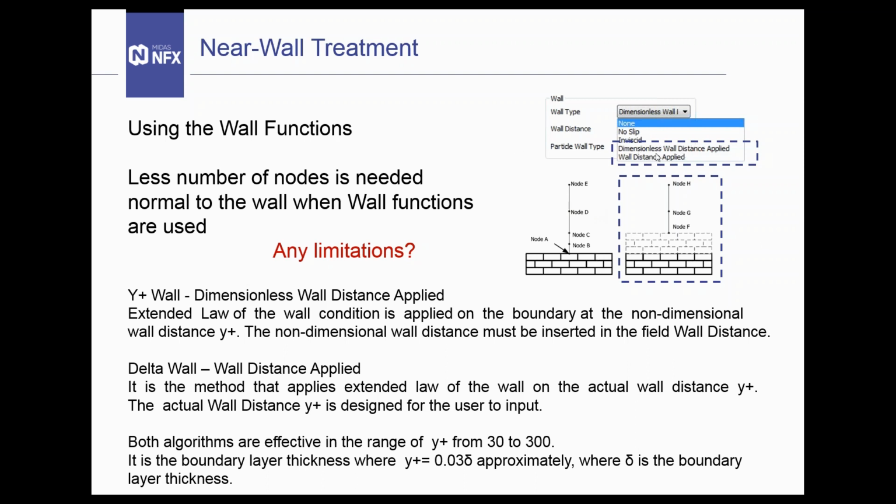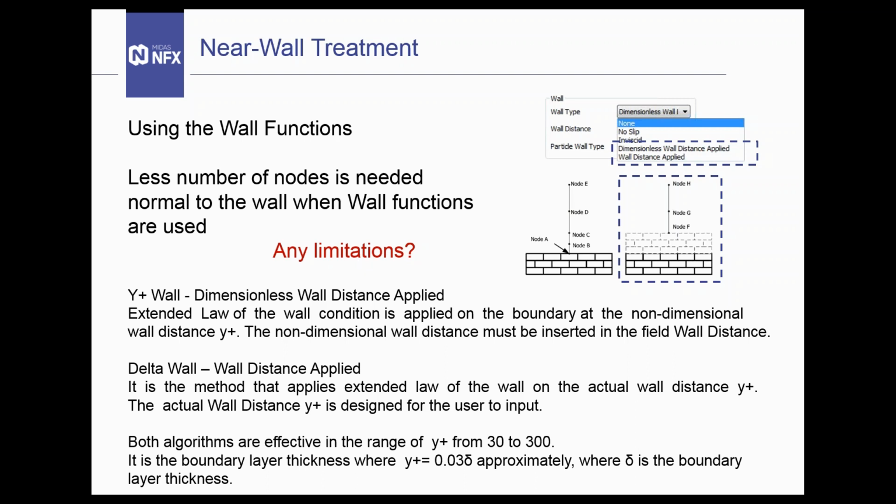So we are using these two options. We have the Y plus definition and delta wall, which is called the wall distance applied. So we have to know this Y plus value, or estimate it. What is this? You can try to find the information in books. I'm not showing that. It is a simple formula, and a lot of literature handles this topic. But the question is whether this approach has any limitations. So yes, as always, there is something that we have to think about.